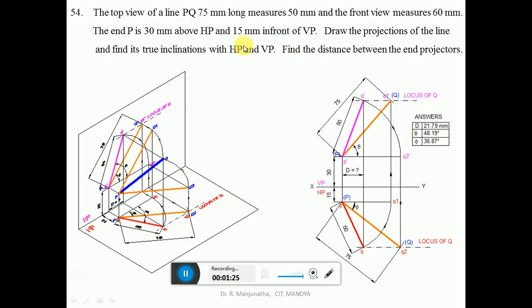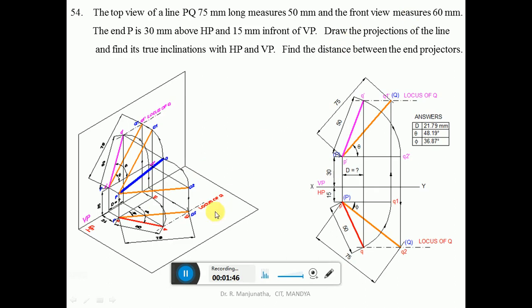Here he has given only the front view and the top view lengths, and the true length, but he has not given any inclination. So we need to find that out. We know that when the front view line is parallel to XY, its corresponding top view line will be in true length, and when the top view line is parallel, its corresponding front view will be in true length.